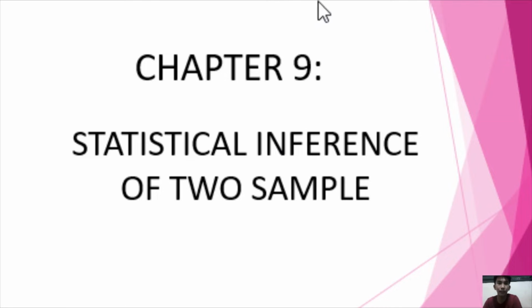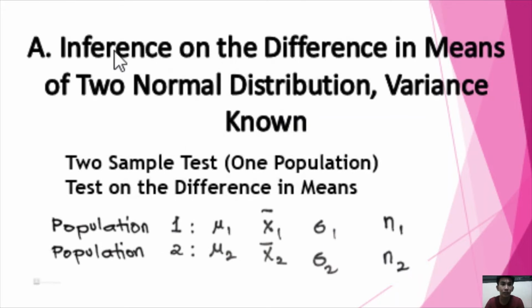Now, ang next chapter naman ay ang chapter 9, Statistical Inference of Two Samples. Inference on the difference in means of two normal distributions, variance known. Two-sample tests, one population, test on the difference in means. Population 1: mu sub 1, x bar sub 1, sigma sub 1, and n sub 1. And population 2: mu sub 2, x bar sub 2, sigma sub 2, and n sub 2.